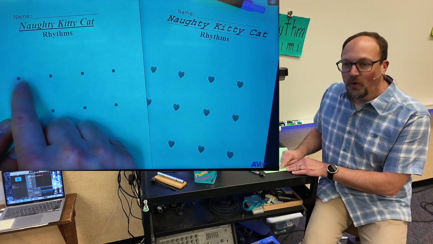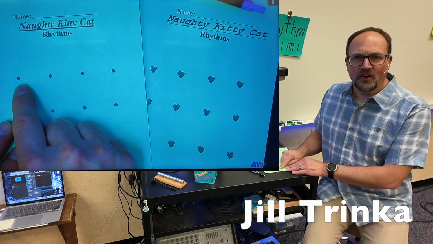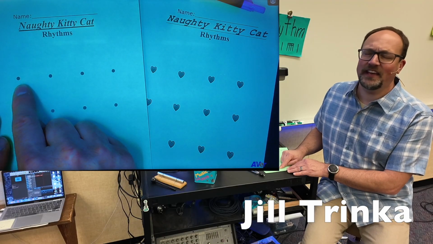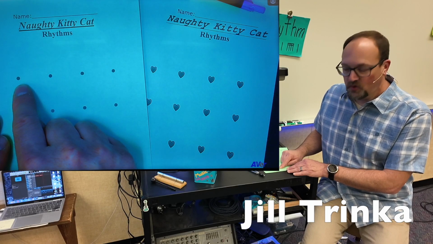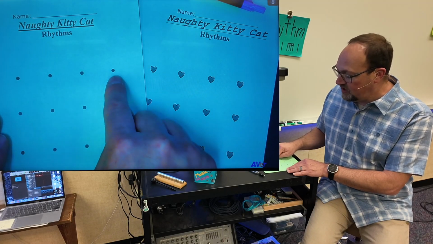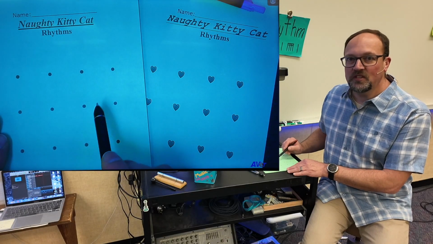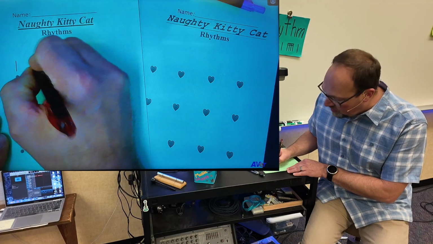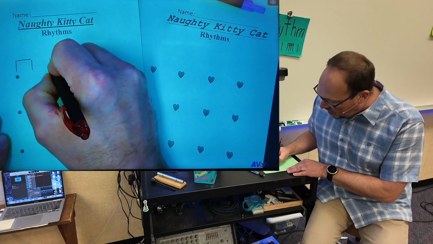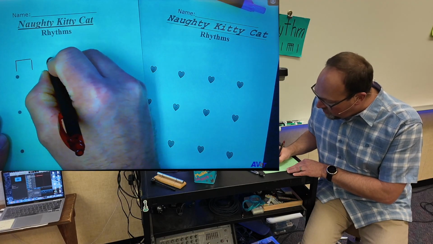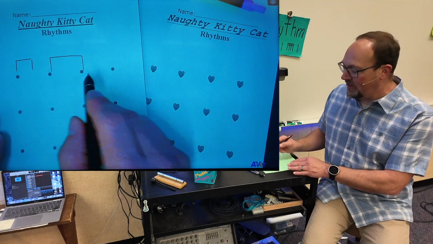Now, I used to always use beat dots. I learned beat dots from Jill Trinka. Have you ever heard of Mrs. Trinka? Not only is she a fantastic folk musician, but she's also a music teacher, Jill Trinka. And I first learned how to use beat dots. But I discovered that students, when they write rhythms using beat dots, instead of drawing TT like this as intended, they often draw it like this, where they're using the beat dot as a note head, and it's a little confusing and I have to reteach it.